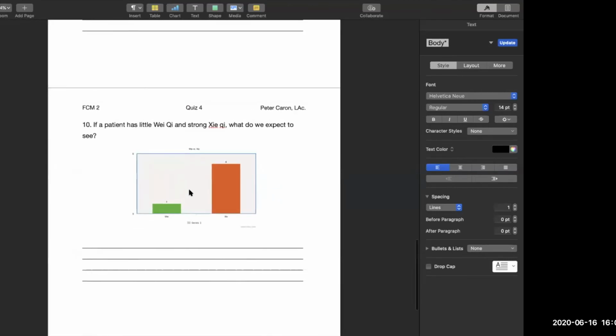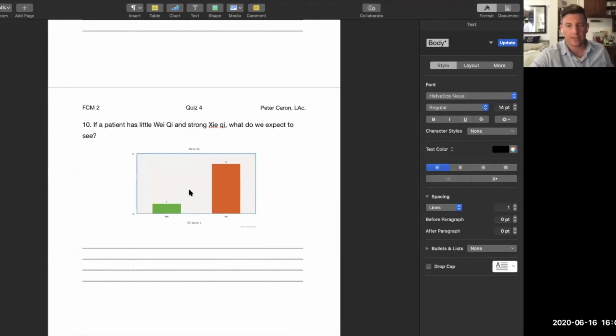If patient has very little Wei Qi and strong Xie Qi, what do we expect to see? Patient will get sick. What sort of symptoms are we gonna see with this patient? Are they gonna have a lot of symptoms or very few symptoms? They're gonna get sick, but when they get sick, it's not gonna be very extreme looking despite the pathogen being strong. Good. I'll pull up another quiz here.